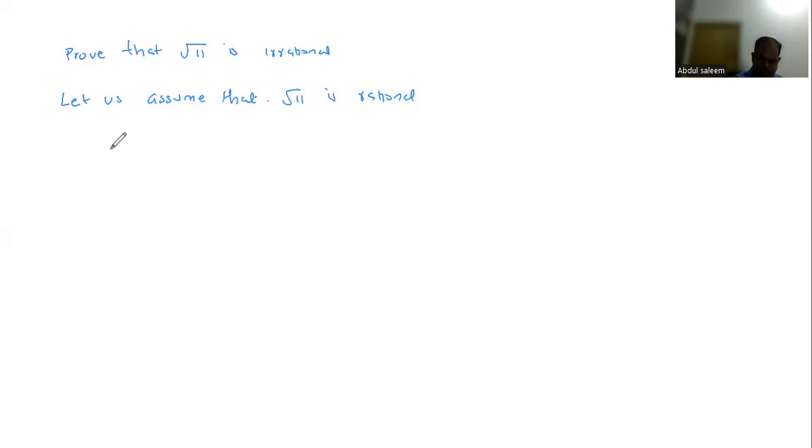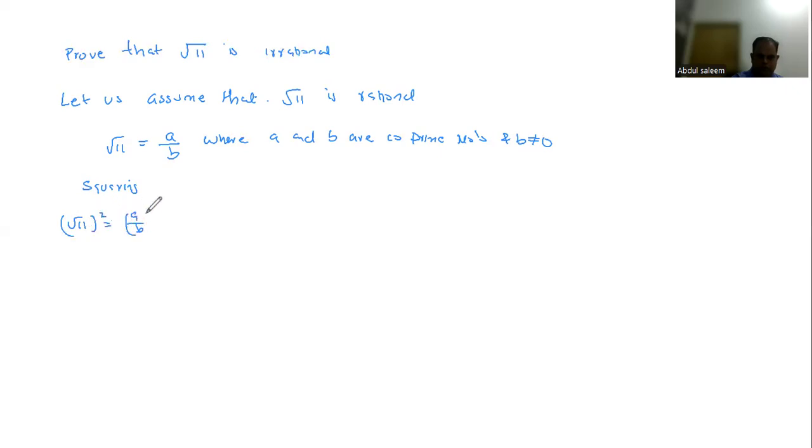If root 11 is a rational number, then we can definitely write root 11 as a by b, because any rational number we can make in the form of a by b, where a and b are co-prime numbers and b not equal to 0. Okay. If you square this relation, squaring, that is root 11 whole square equal to a by b the whole square.